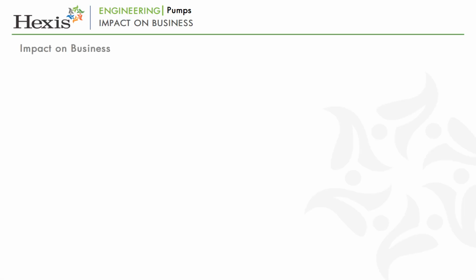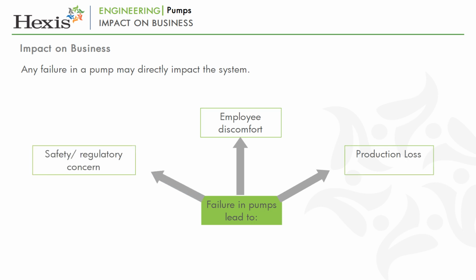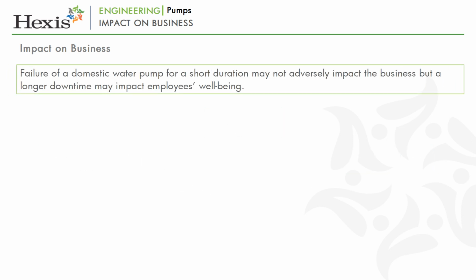Let us now understand the impact on business when there is a failure in a pump. Any failure in a pump may directly impact the system it is being used for, which in turn may lead to employee discomfort, production loss, or a safety or regulatory concern. Hence, the impact on business of a pump failure will depend on what purpose it is being used for. For instance, failure of a domestic water pump for a short duration may not adversely impact the business, but a longer downtime may impact employees' well-being. For critical uses, normally additional pumps will be provided by design to avoid dependency on single equipment.